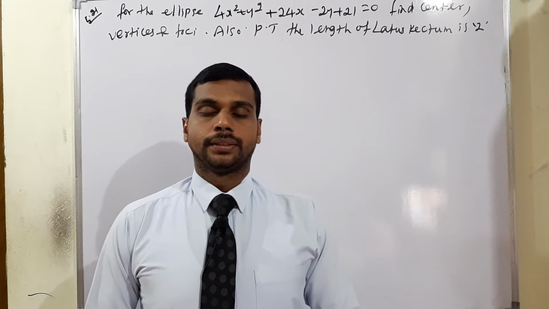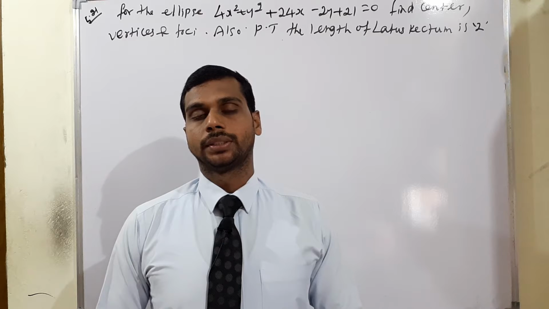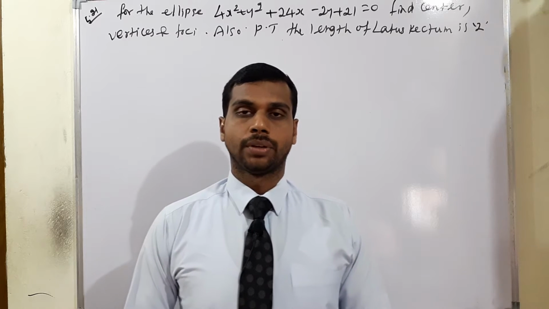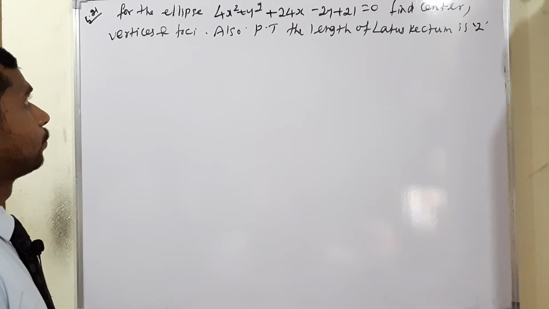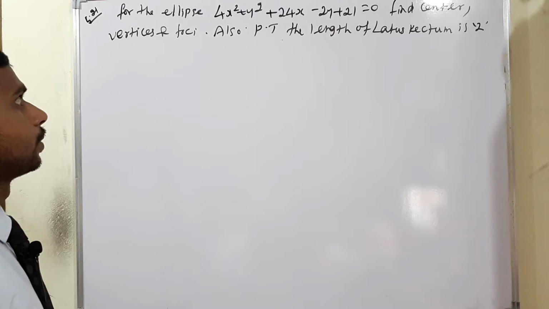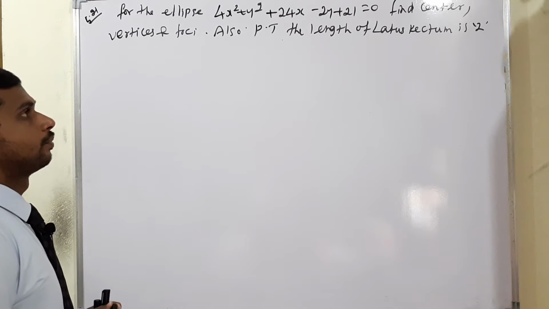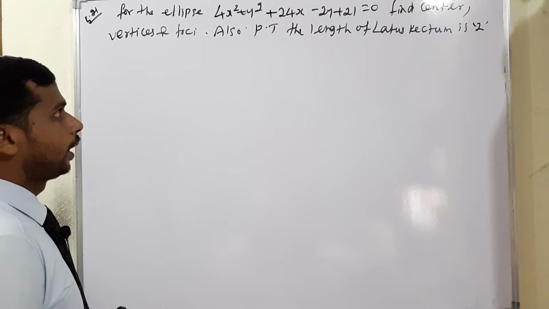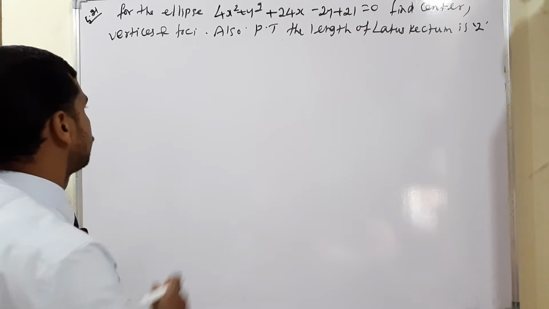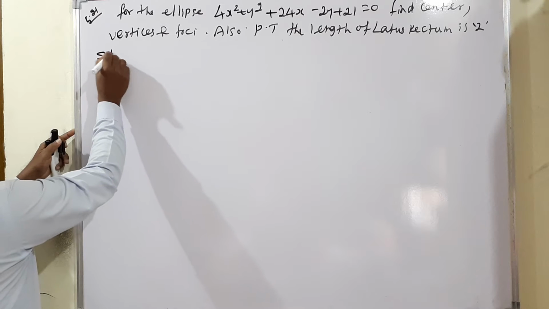Welcome to Max class. In this conversation, we are going to continue with examples and related exercise 5.2. Example 5.21: for the ellipse 4x square plus y square plus 24x minus 2y plus 21 is equal to 0, we have to find out the center, vertices and foci. Also prove that the length of the latus rectum is true. So, solution.